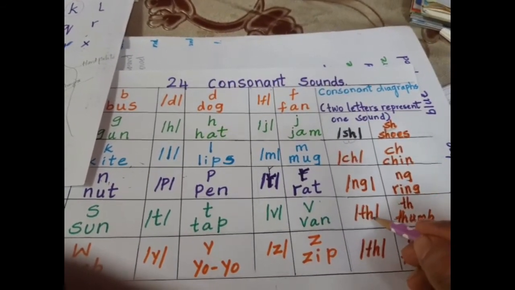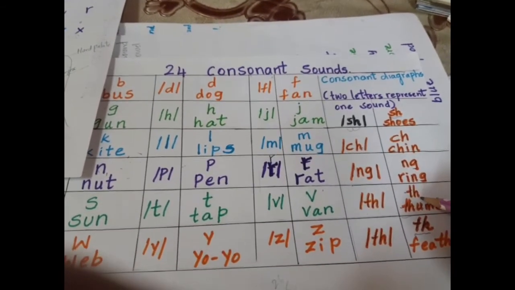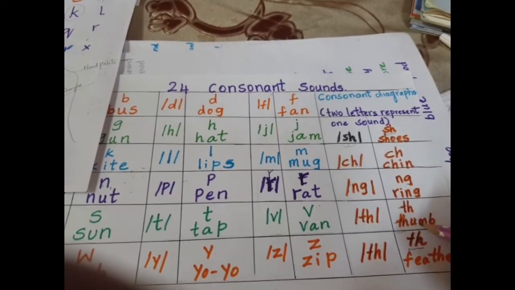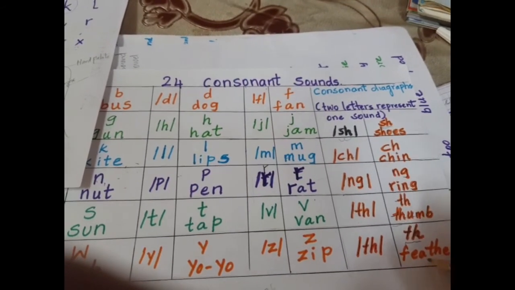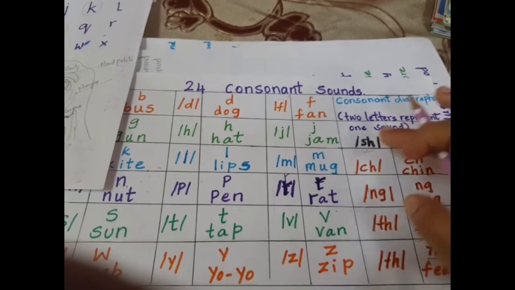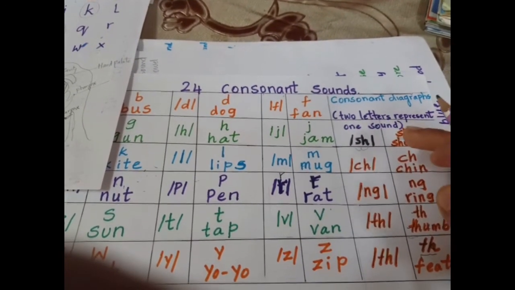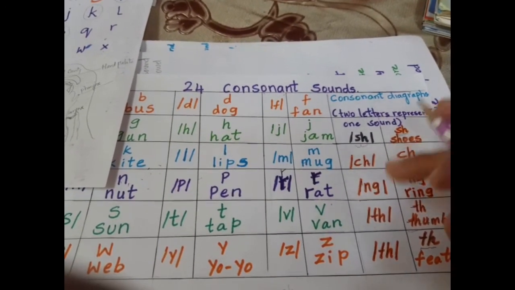Now TH has two sounds. One is the th sound as in thumb, and one is the voiced th sound, like the, feather, father, brother. You need not worry about this, because I'll be doing some activities to make you more perfect with these digraphs.